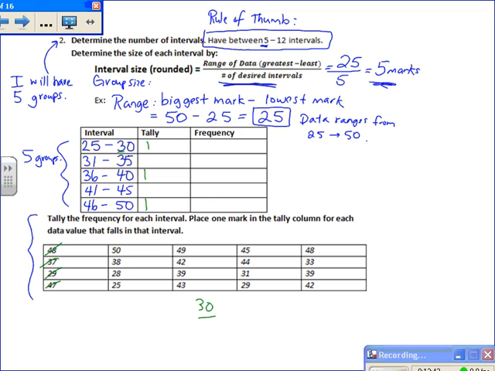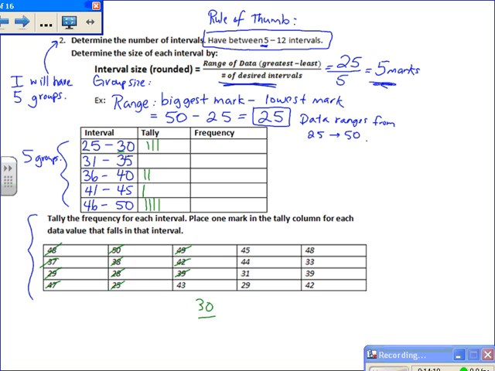Okay, and you get the idea here. 47 will be in the last group. A score of 50 is also in the last group. Okay, 38 is right here in the third group. 28 is in between 25 and 30, so it's going to go in the first group. 25 is also going to go in that first group. Okay, 49 is going to go here. 42, and I cross them out as I go just to make sure I'm only counting the data once. 42 is going to fall in the fourth group.